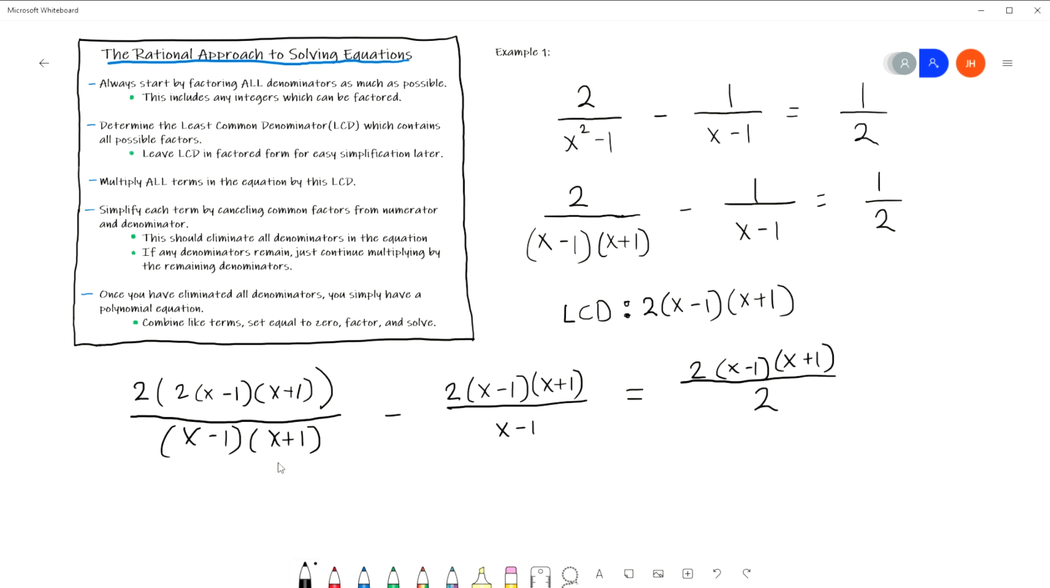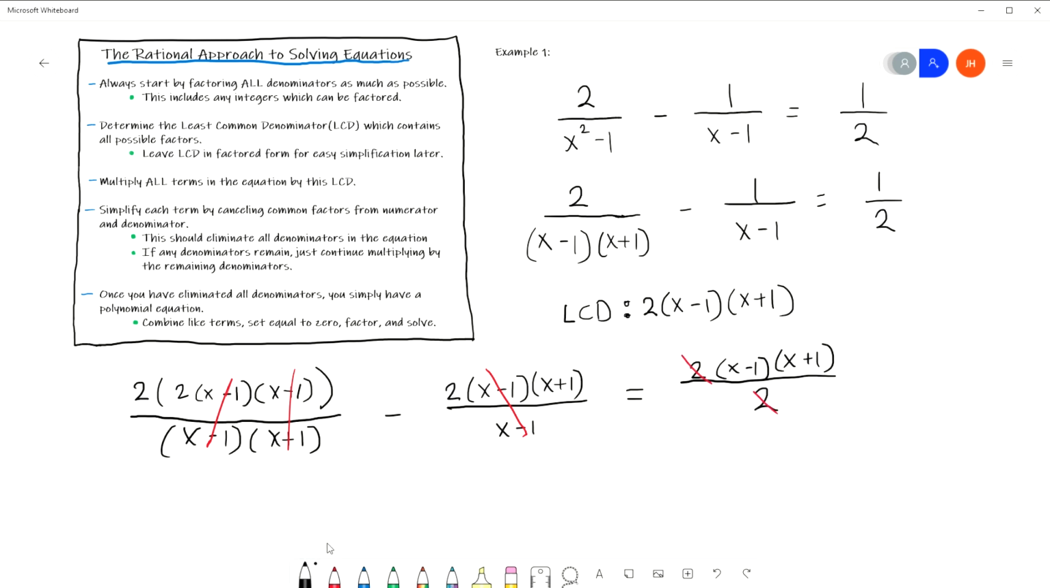Okay, so check this out. Right now it looks really ugly, but it's going to get really nice. Because watch, x minus 1 and x minus 1 will cancel out because these are factors, right? Factors being they all multiply. x plus 1 will cancel out. x minus 1 and x minus 1 will cancel out here. And here the 2's will cancel out.